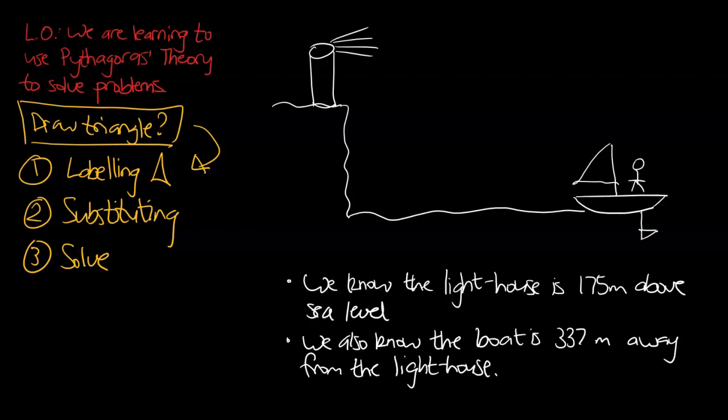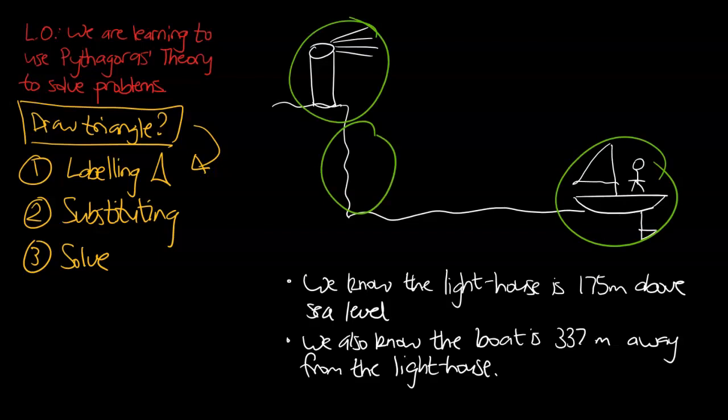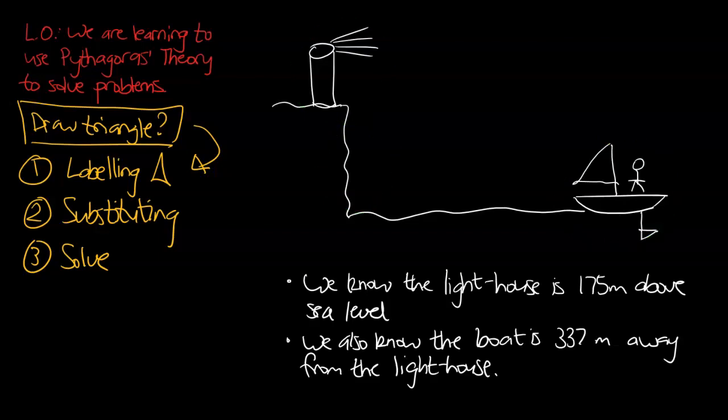Forgive the poorly drawn layout, but as I said, we've got the lighthouse, the boat, and the cliff, and we've got some information below. We know that the lighthouse is 175 meters above sea level. What that tells us is that from the top of the lighthouse all the way down to the beginning of the sea, that green part, there are 175 meters.